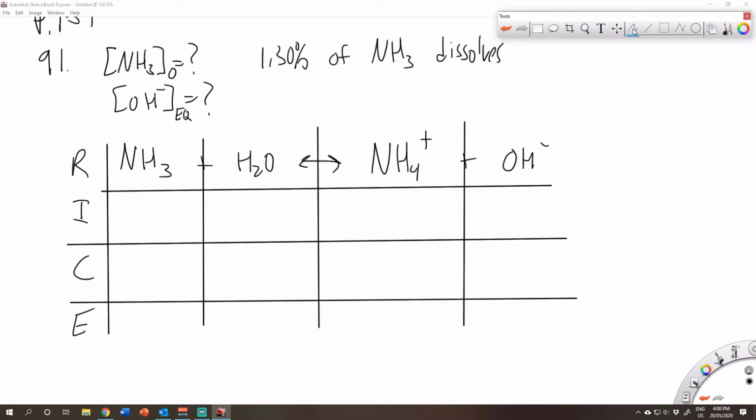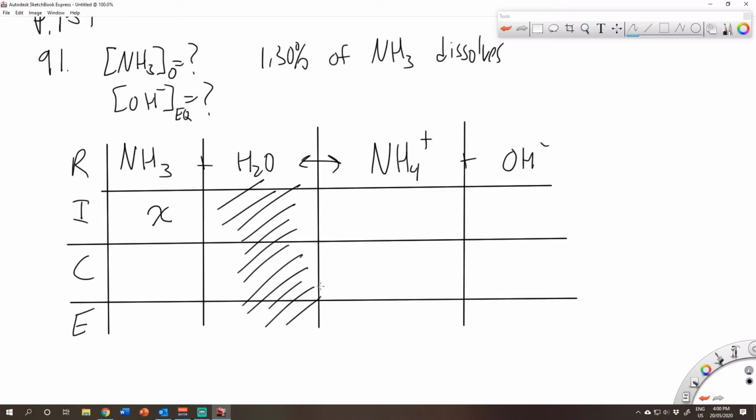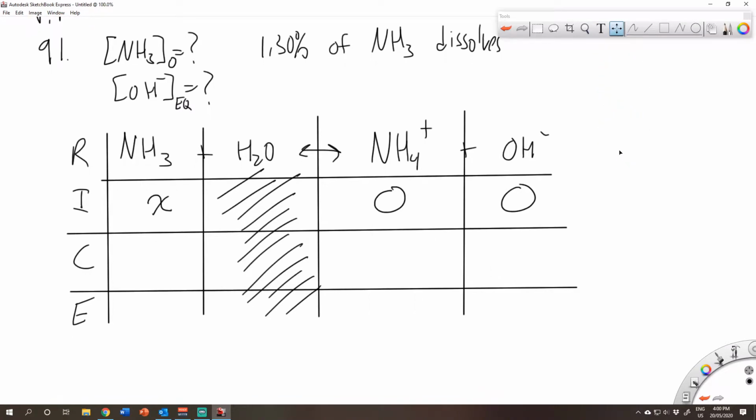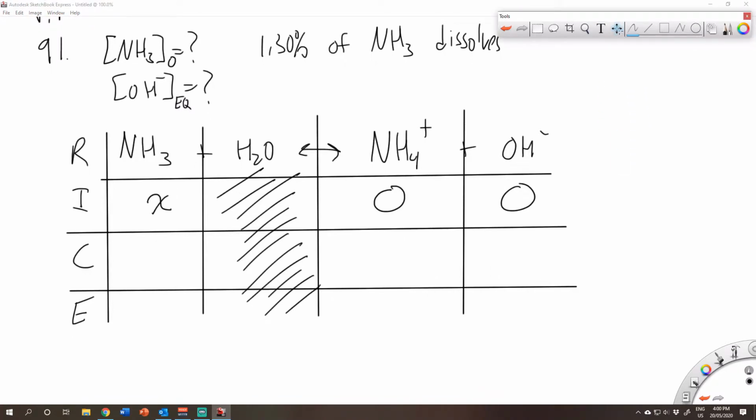We don't know what the NH3 is, so I will call this X. As usual, we don't care overly about the water because it's a liquid and that doesn't affect our equilibrium calculations. We don't have any of this, and we don't have any of that. It looks like the rest of the table is going to be kind of hard to fill in, but we know this bit. So what we can do here is say, okay, this is how much dissolves.